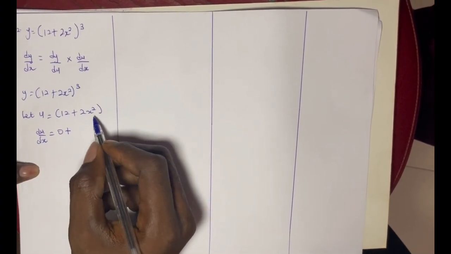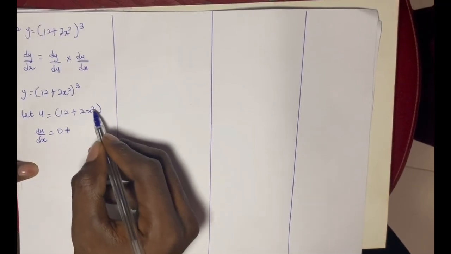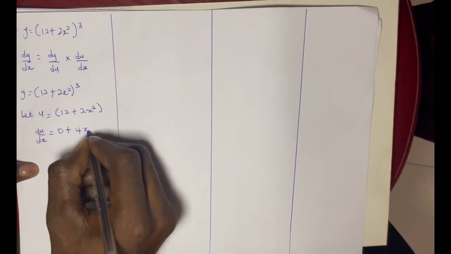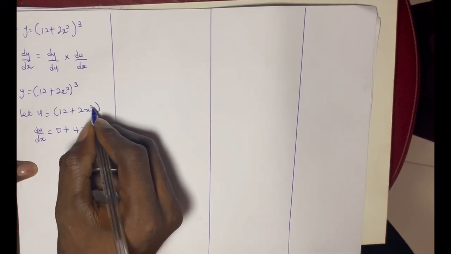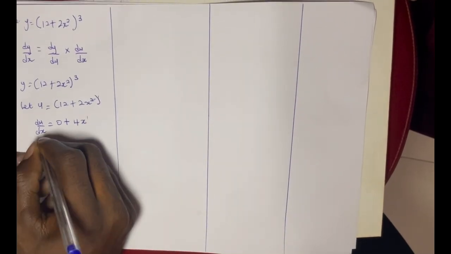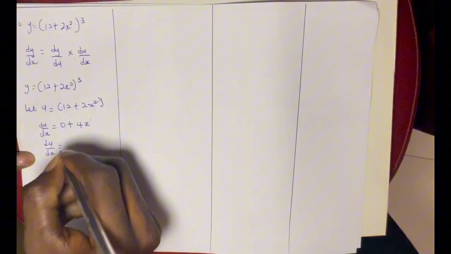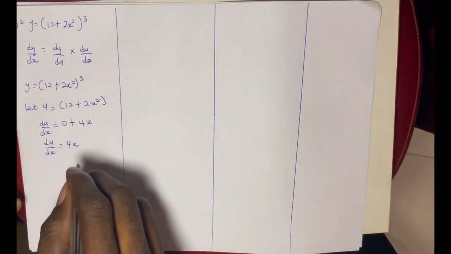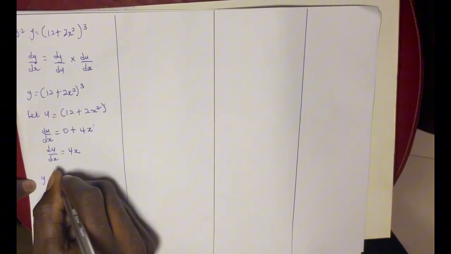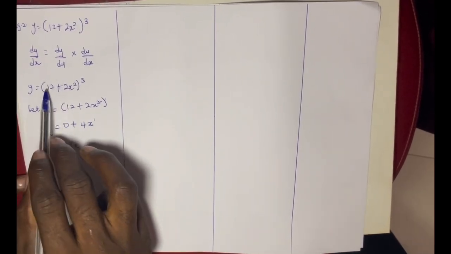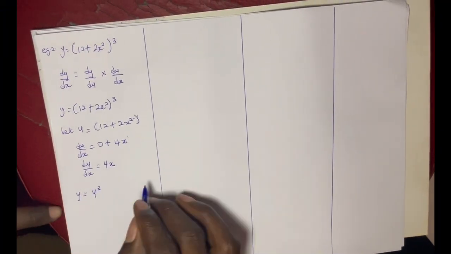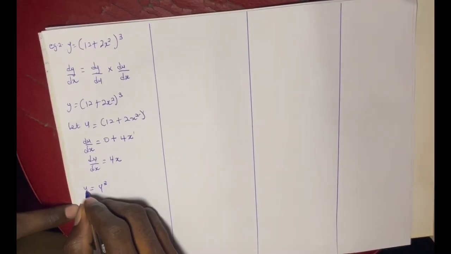When you differentiate 2x squared, you multiply with the coefficient of x, that's 2. So 2 times 2 is 4. You bring your x and you deduct 1 from the exponent, so 2 minus 1 is going to give you 1. So you're going to get du/dx is equal to 4x. Afterwards, note that y is equal to u cubed, because all this was represented by u. So therefore y is equal to u cubed. Let's differentiate y with respect to u.